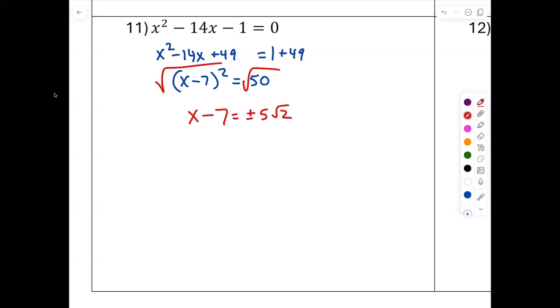Anybody got a problem with that? I'm listening. Why it's -7 is half of -14, true? This is what you're looking at. That's the important thing that you need to remember. You're doing half of this -14. That's -7. That always goes there. And now your last step is just to do what? Add 7. So x is equal to 7 plus or minus 5 radical 2. That's it. That's all there is to it.